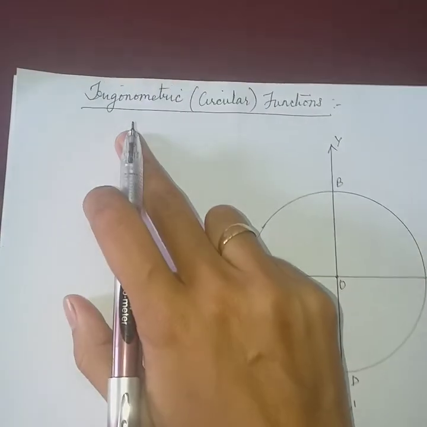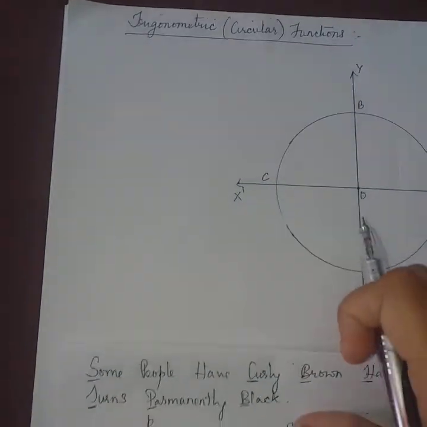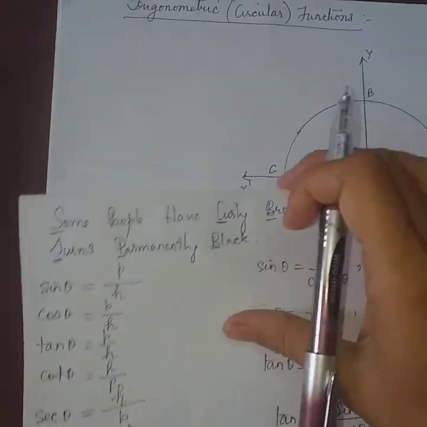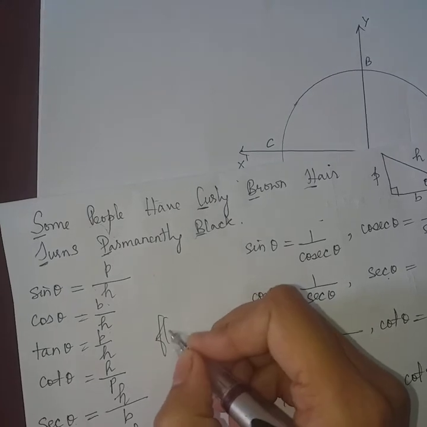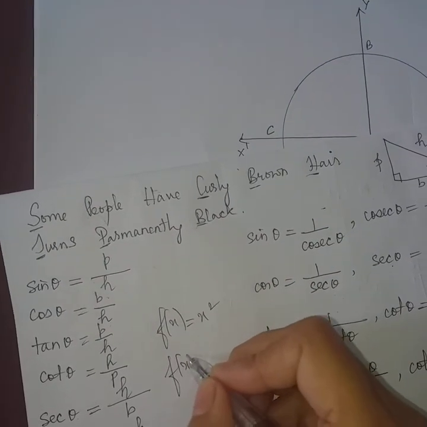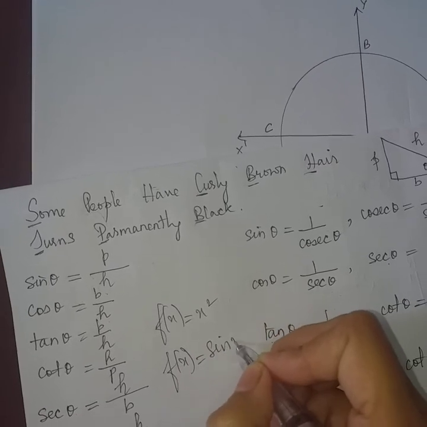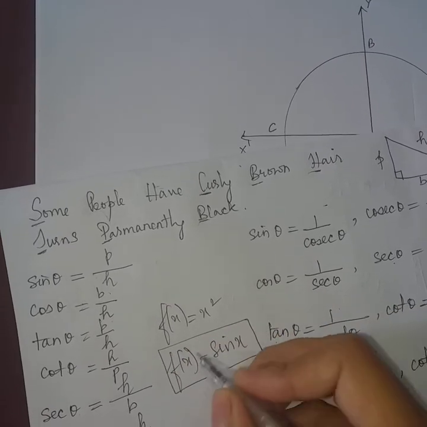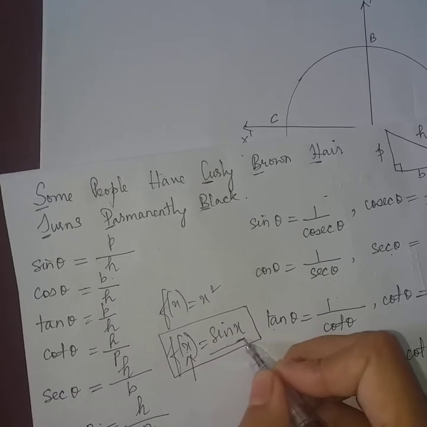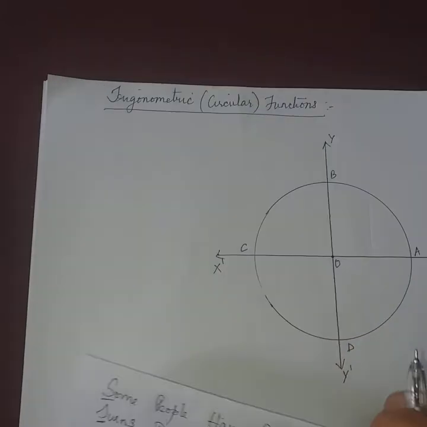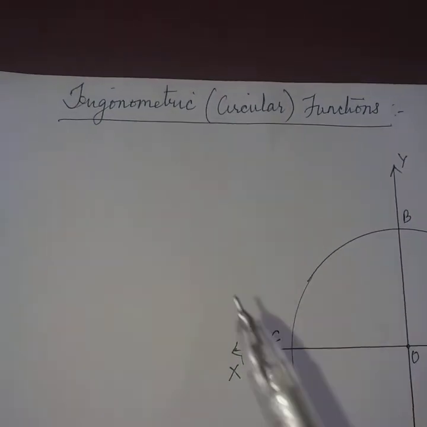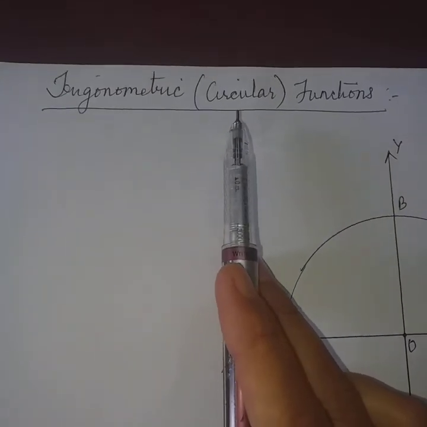Now we will learn trigonometric functions. This is the same thing. All these ratios are also called functions, because we have learned functions. f(x) equal to x square is a function. In this way, trigonometric ratios we can also write as f(x) equal to sine x. For every real number x, we have the value of sine x. So these are trigonometric ratios or trigonometric functions, also called circular functions.